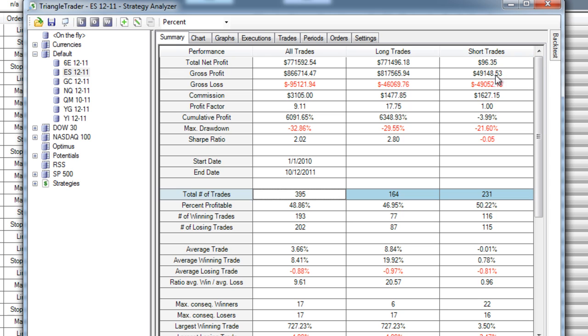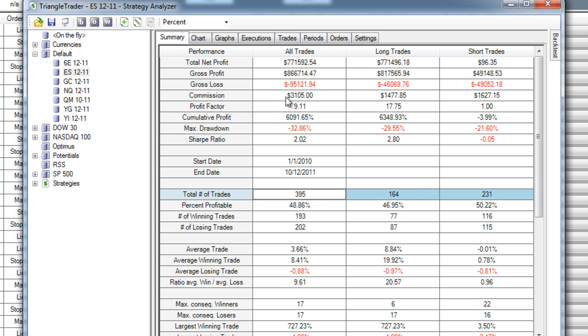Because on the short side you can see we've got a lot more evenness. We got a gross profit of 49,000 and a gross loss of 49,000, leaving us with only $100. So this isn't really a realistic result, but it is kind of impressive, and that's why I used it for the video. But it's not truly going to be how it goes.